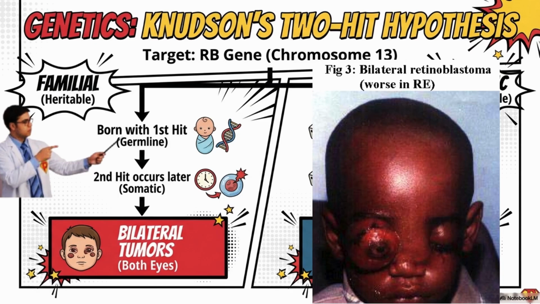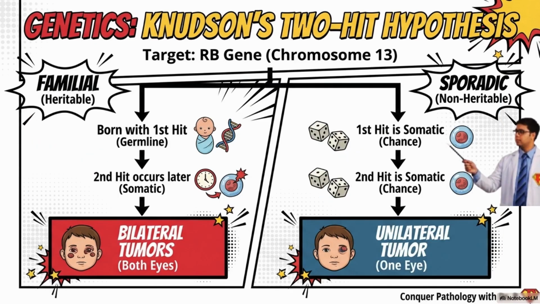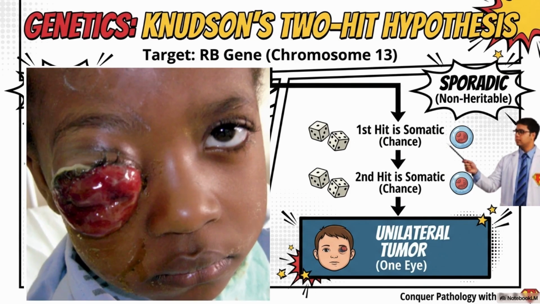Both eyes are affected. Whereas in a sporadic or non-heritable case, the first hit is random chance and the second hit is also random chance. The result is a unilateral tumor. Only one eye is affected.